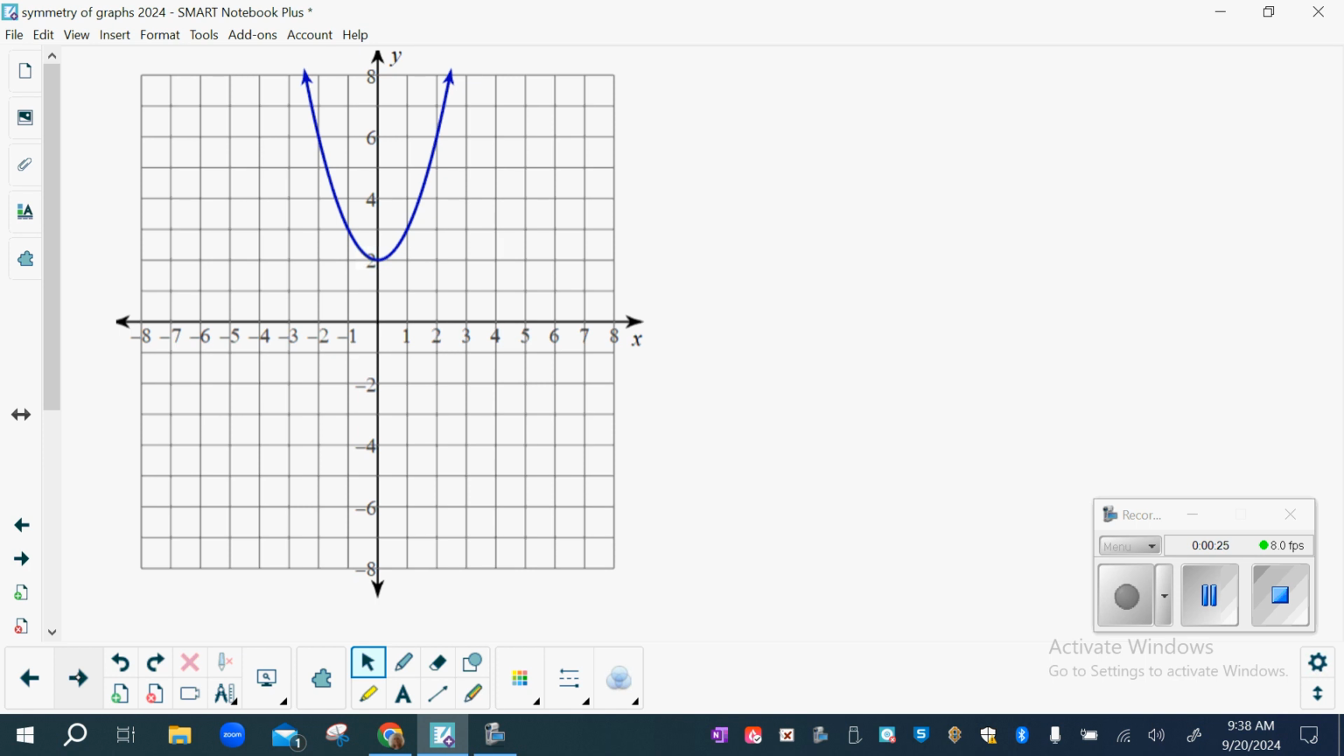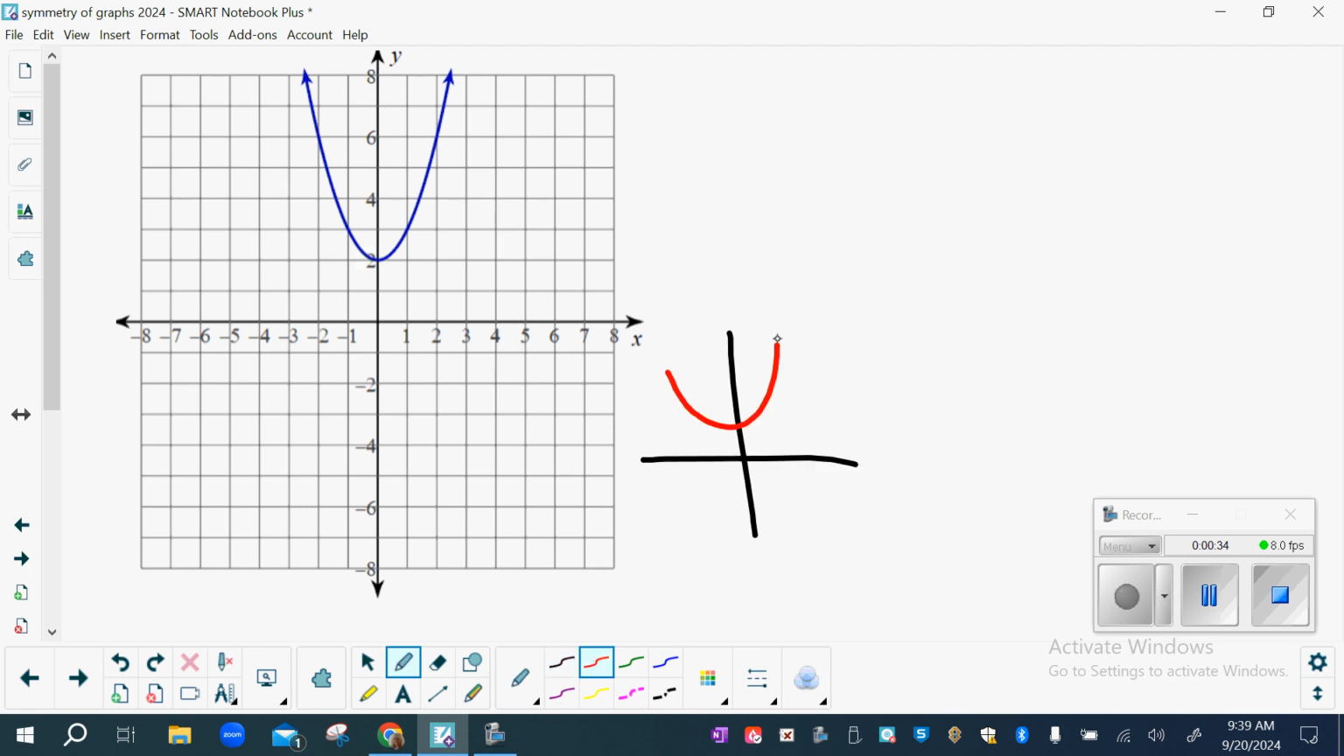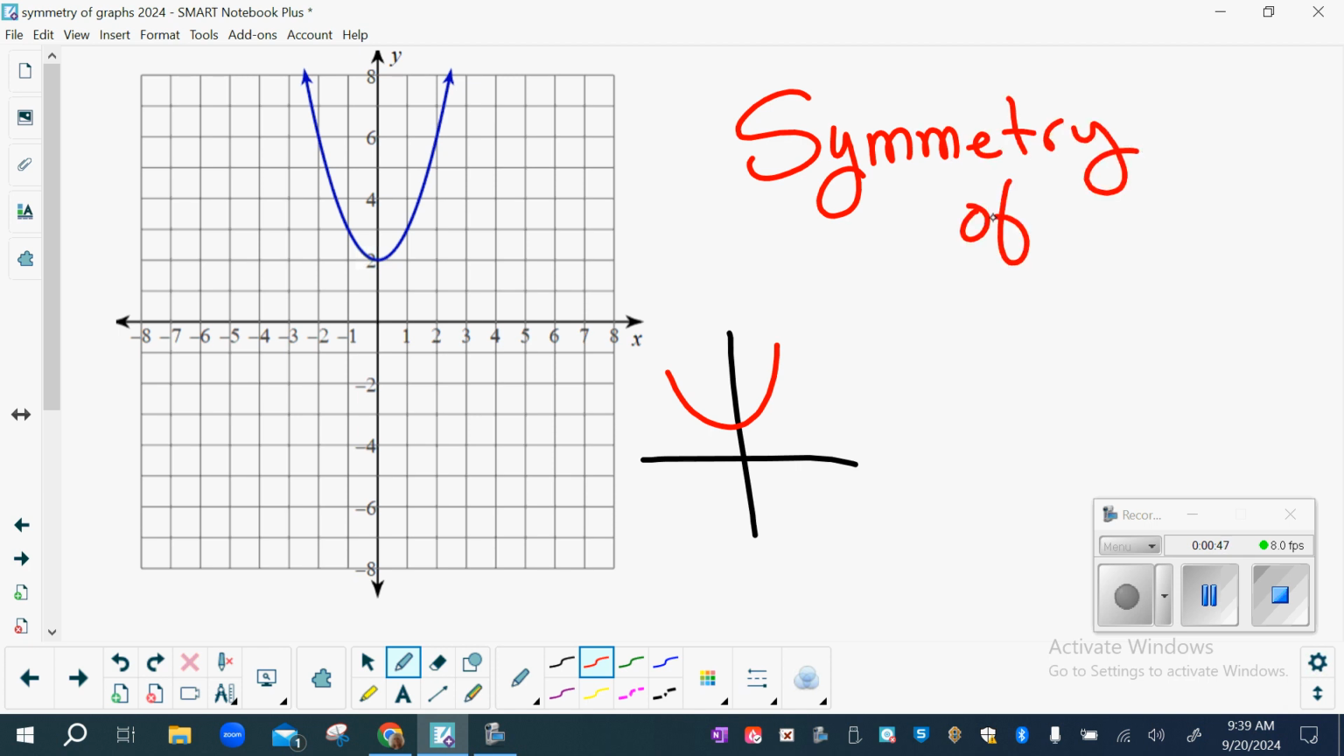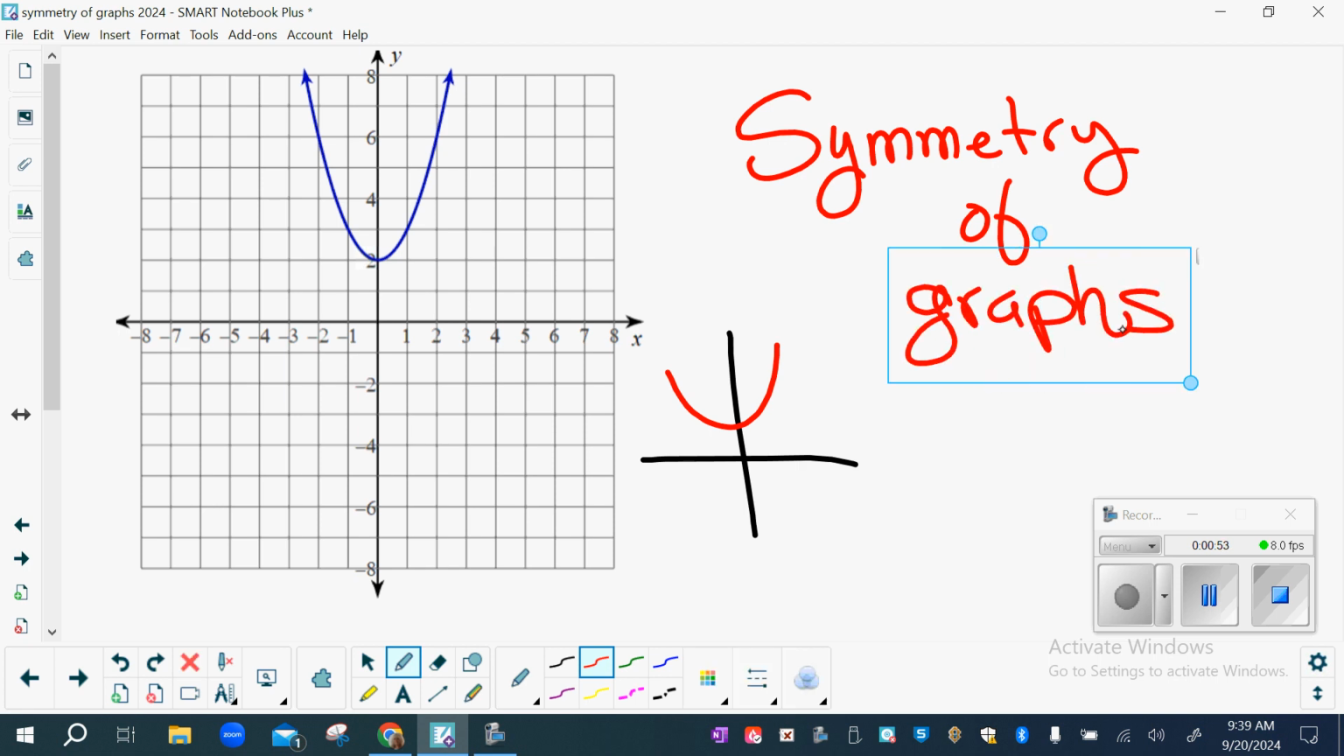Okay, so here's what I need you to draw on your paper. I need you to draw a basic one of these. I don't need it to be fancy. I need it to look like this. I need it to go like, yay, just like that. Yep, nothing fancy. Today we're talking about symmetry of functions, of graphs. We'll just say of graphs. We're going to talk about symmetry of graphs. That's what we're doing today.